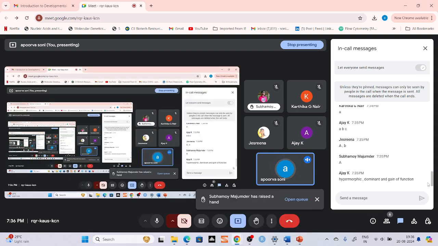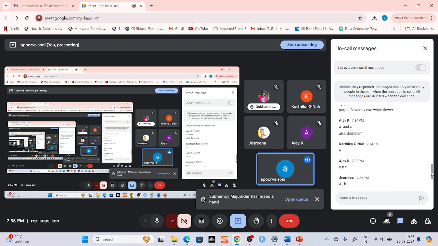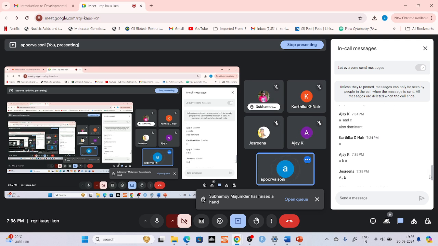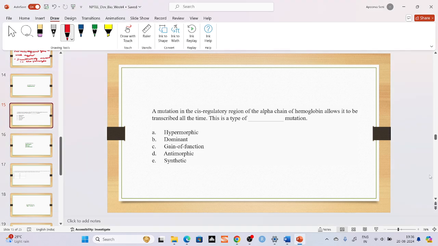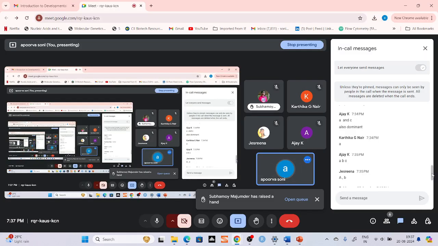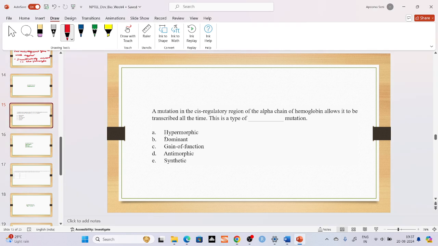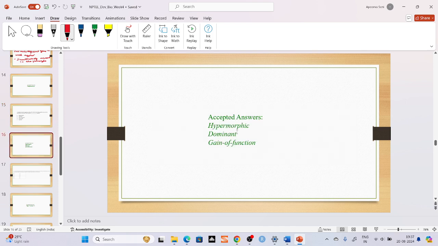Okay, so I have got many answers. Ajay has answered A, B, and C. Jasrina has answered A, B, and Shubhamoy has answered A. So the correct answer is all of A, B, and C. It can be hypermorphic, it can be dominant, and there can be gain of function also.